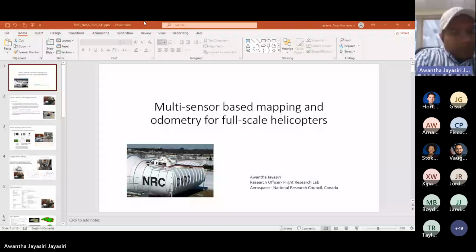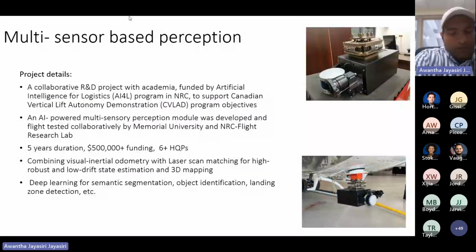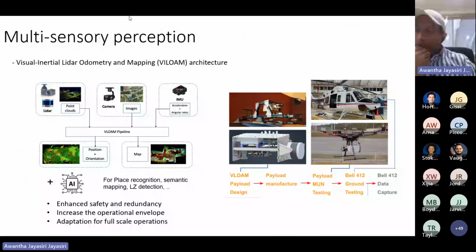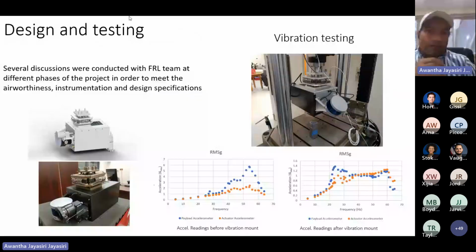The payload has been designed and manufactured by the university team according to the airworthiness and design guidelines of the Flight Research Lab at NRC, and the data capture is performed using different platforms. The developed payload is tested on vibration testing, and specific mounts are designed to reduce the vibration at main frequencies. These are some specifications regarding physical, electrical, and environmental aspects of the payload.